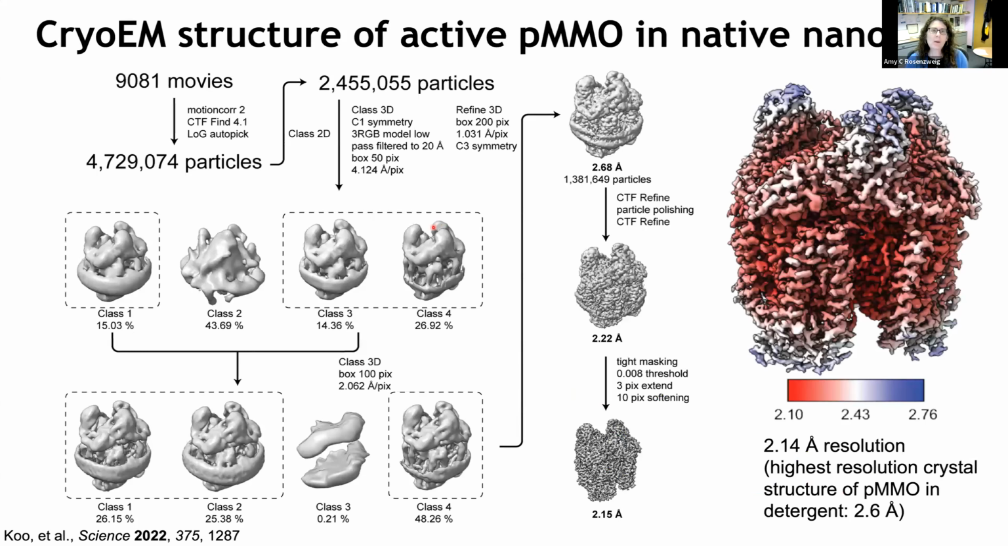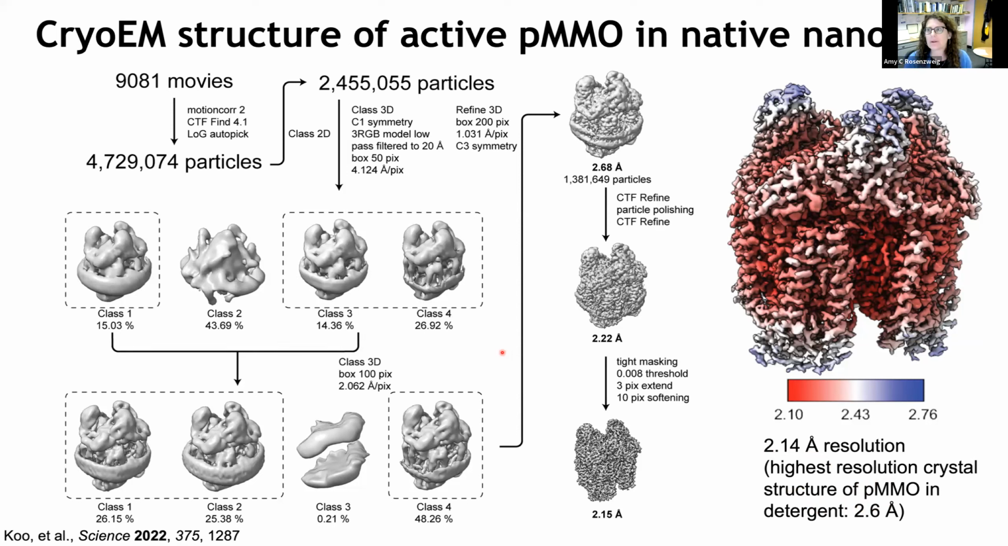And so Chris Koo in the lab embarked on this heroic quest to get structures of PMMO in an active form in these native lipid nanodiscs. And I won't go into any of the details. I just want to point out, this is the Cryo-EM density map colored by resolution. And the overall resolution of the structure he got is 2.14 angstroms, which is actually much better than our best structure of PMMO in detergent at 2.6 angstroms.